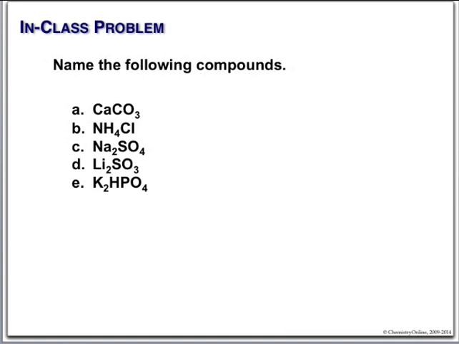Ca is calcium. That's simple, right? What was CO3? CO3 with a -2 charge. This is carbonate. Therefore, our name is simply calcium carbonate.